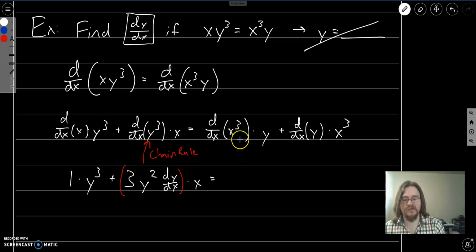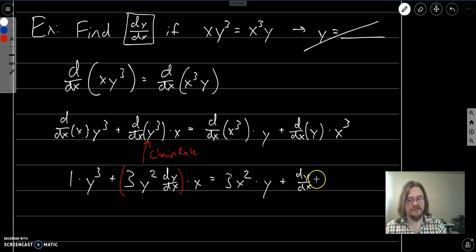And then over here, I've got the derivative of x cubed. And again, I just bring down the 3 and raise that to the second power. I don't have to use the chain rule here because the x in the middle is just an x. It's not an entire function. And then I take this times y, and then I will add the derivative of y with respect to x. Well, the derivative of y with respect to x is just dy dx, and all that is times x cubed.